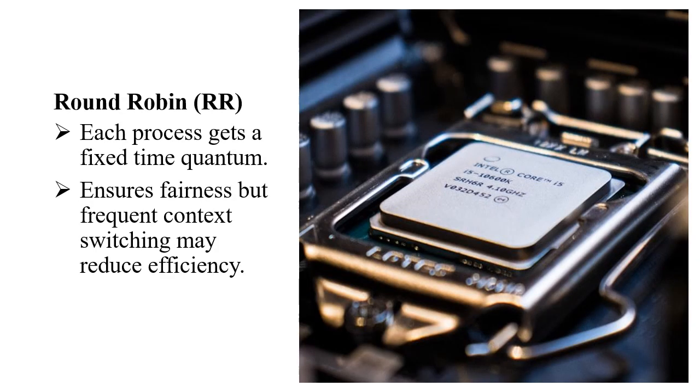Next, let's see round robin. This method is commonly used in time sharing systems. Each process gets a fixed time slot to run. After that, the CPU moves to the next process. The positive point is that every process gets a chance to run, making it fair. If the time slot is too small, too much context switching happens, which reduces efficiency. For example, this is like a turn-based game where each player gets a few seconds to play and then the next player gets a turn.